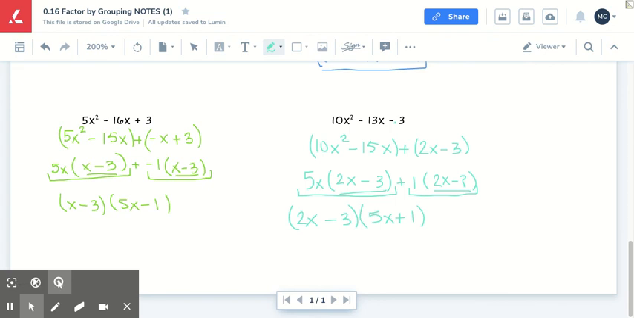Okay, so for the first one, the final factored form should be x minus 3 times 5x minus 1. And for the second one, the final factored form should be 2x minus 3 times 5x plus 1. Now, I do want to mention that the two factors that are being multiplied together do need to each be in their own set of parentheses. So if you're kind of a little lazy with your parentheses, this would be a great time to correct that.